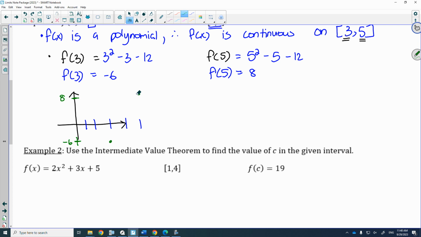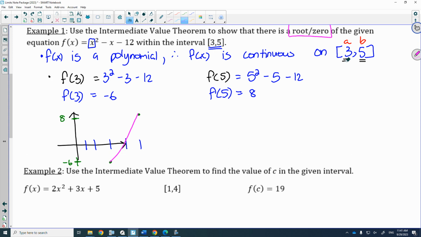Yes, this is going to be a polynomial function, right? So these 2 points are going to be connected, and I am going to have a 0. What we're going to show is there a 0 between 3 and 5? So first we have to say that the function's continuous. Then we have to show what our f of a and our f of b is. And now what they want us to show is f of c is equal to 0, because that's what they're asking for. So we're going to show that f of c is equal to 0.